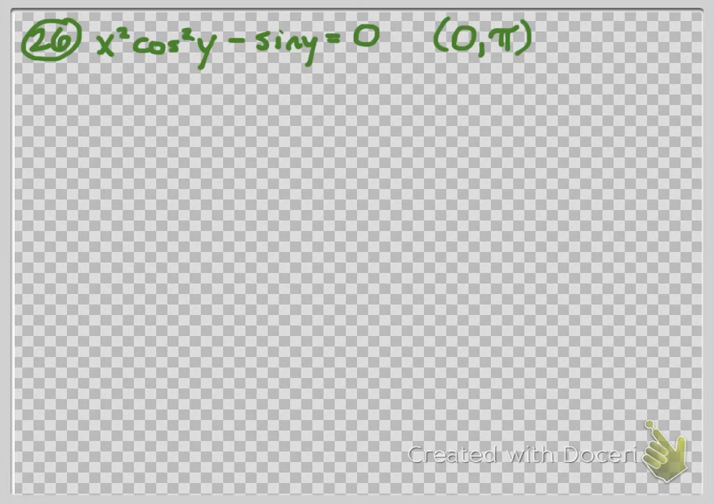The directions here say find the lines that are A tangent and B normal to the curve at the given point. What does that mean?